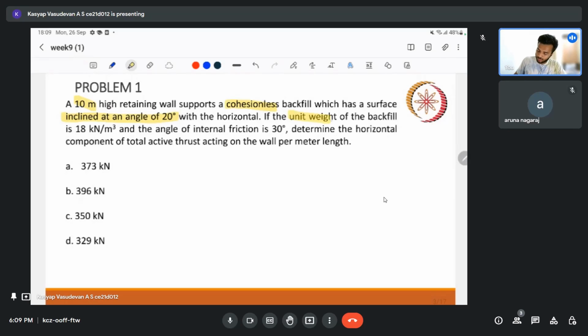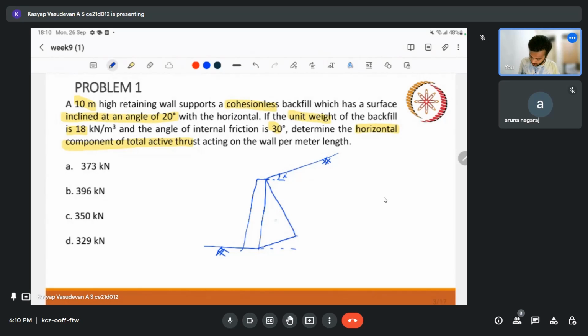So the unit weight of the backfill is given, angle of internal friction is also given. We are supposed to find the horizontal component of the total active thrust. The total active thrust is actually inclined a little bit, at the same angle as the angle of inclination. So if we have a retaining wall like this, and this is the angle I, the same angle I, there will be a lateral earth pressure. So this PA will also be inclined to the horizontal by the angle I.